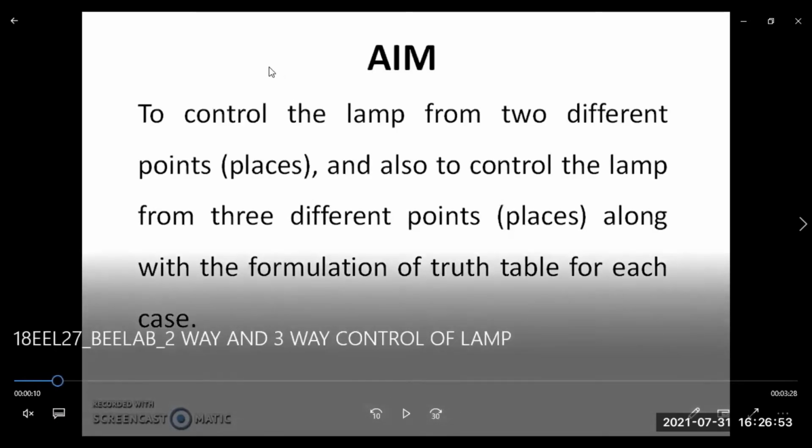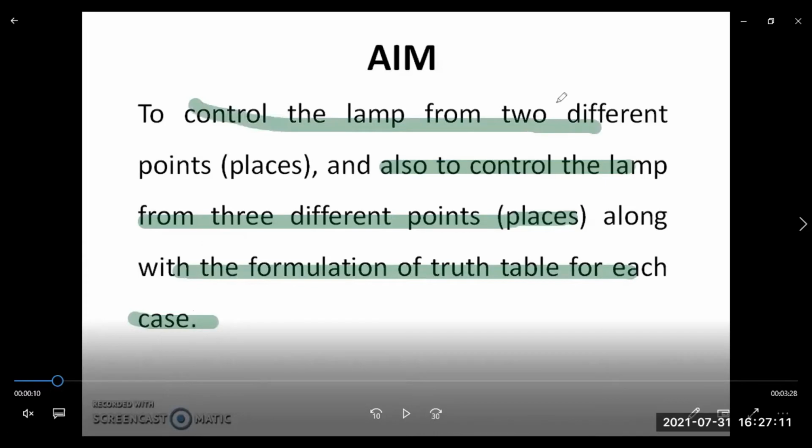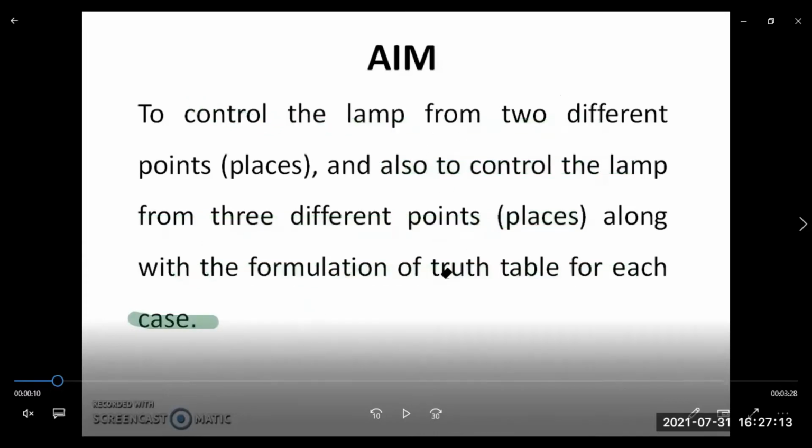The main aim of the experiment is to control the lamp from two different points, or you can call two different positions, and to verify the truth table, and also to control the lamp from three different points or places along with the formulation of truth table. That is the ultimate goal of the experiment. I think you can follow this.